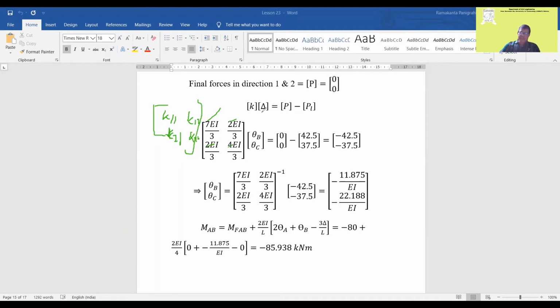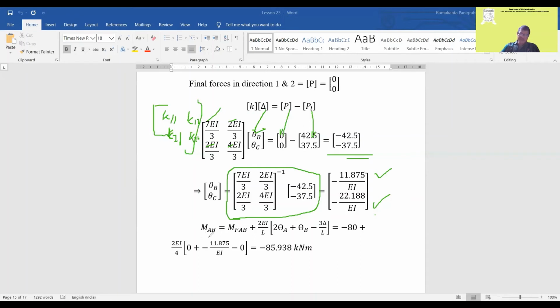And what is the delta? Delta is equal to the two unknowns, that is theta B and theta C, the kinematic indeterminacy. There are two coordinates, and P value 0, 0, and PL we have found 42.5, 37.3, both are plus minus. Now theta B, theta C is K inverse of this. I think you know the inverse matrix calculation, so we will not discuss how to get it. Find the inverse of the matrix, then multiply, and you will find these two values, theta B and theta C.